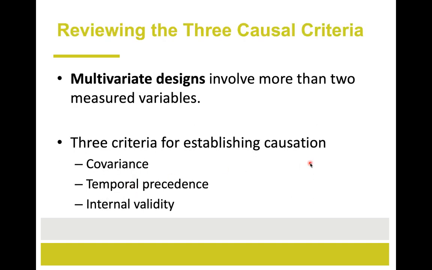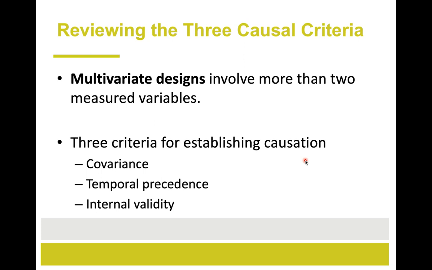So let's quickly, again, sort of remind ourselves what we're doing here. We're looking at correlational research designs. So we're going to call them multivariate correlational designs, meaning they involve more than two variables. So three or more measured variables. And we're going to try and get as close as we can to establishing causation with a correlational design.